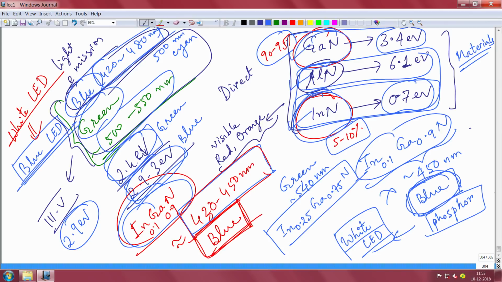Gallium nitride has been more widely studied, and gallium nitride based things can be more easily grown. So gallium nitride mixed with aluminum nitride and gallium nitride mixed with indium nitride are more widely studied, rather than aluminum nitride mixed with indium nitride, although that also can be done. Okay, so this is the broad picture of III-nitrides.